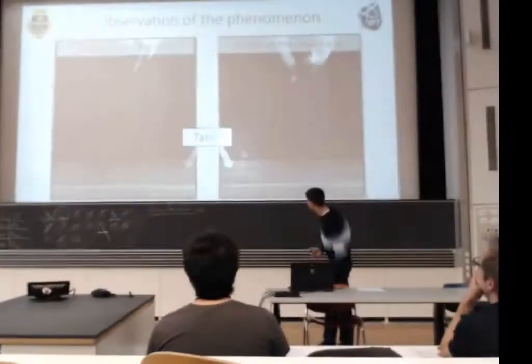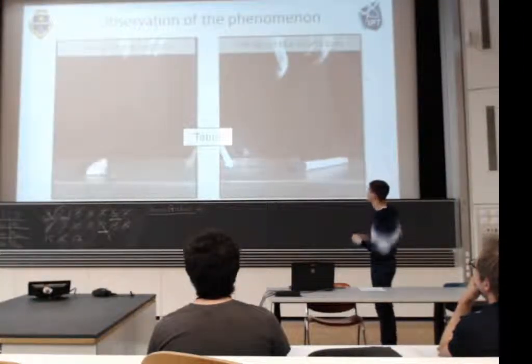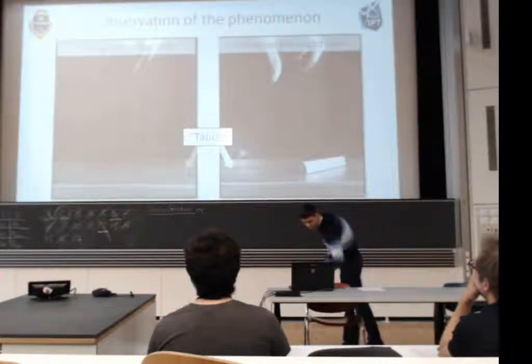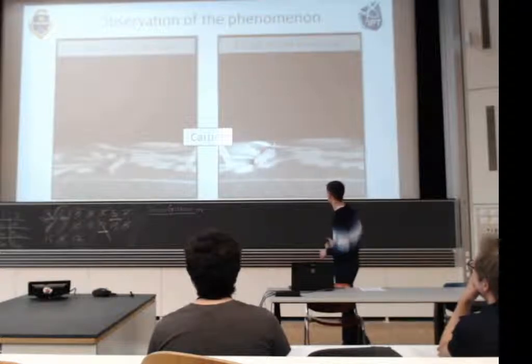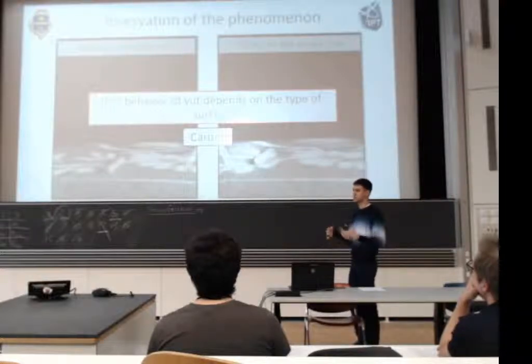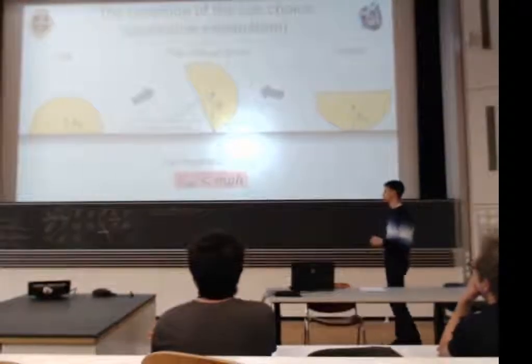So let's see the videos when we throw our yardstick on the table, on both the flat and round side. And now we will see the videos for the card. We see how it behaves, and we see that the behavior of the yardstick depends on the type of surface. So let's explain why it is so.